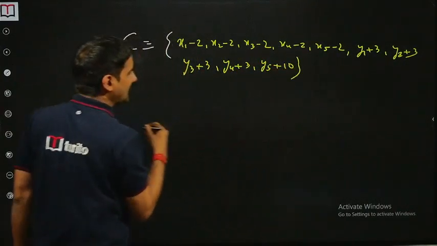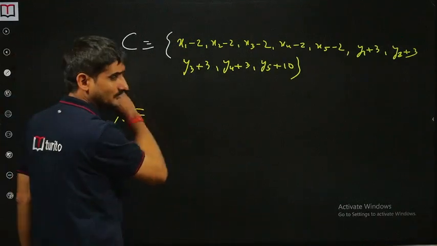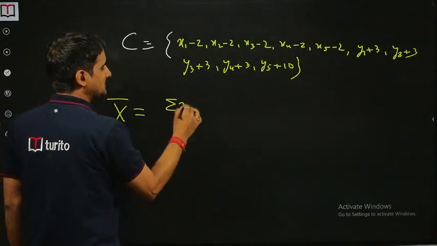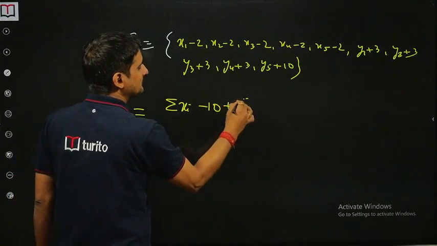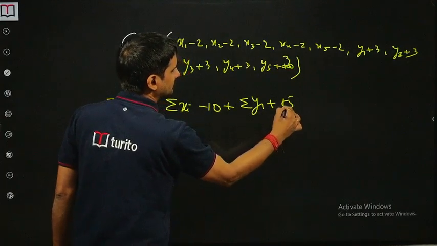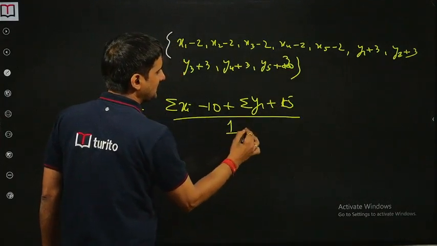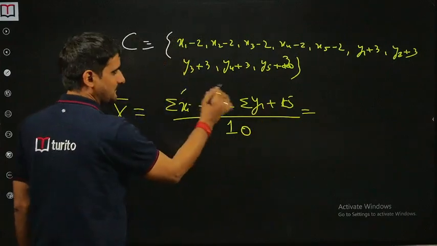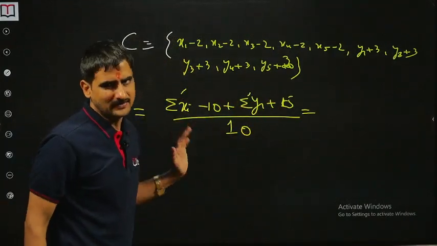If you have to find the mean, it's not that difficult, because when you add them, you have summation xi minus 10 plus summation yi plus 15. So it's the value here upon 10 plus 15 upon 10, and then you can get it because we have these values, and plus 5 divided by 10, we are done.